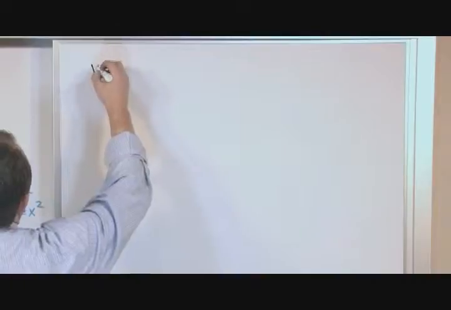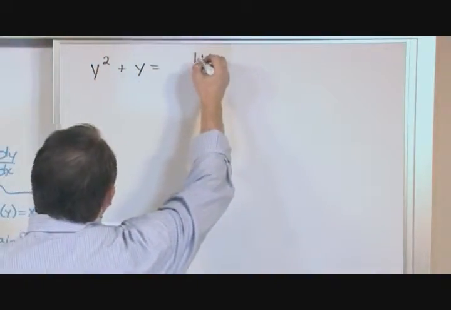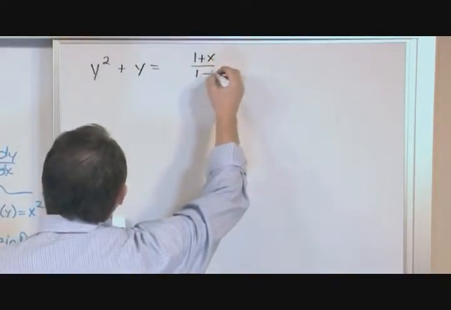What if you had y squared plus y is equal to (1 plus x) over (1 minus x)?